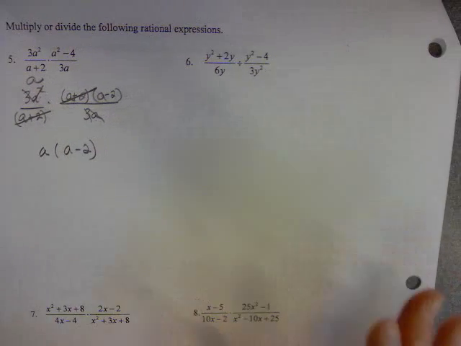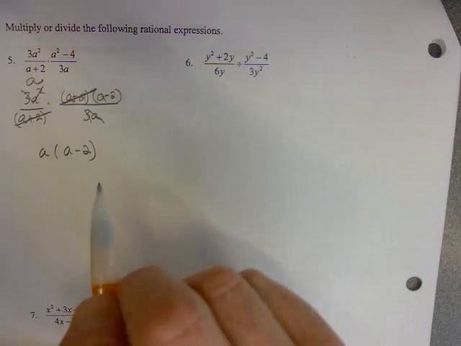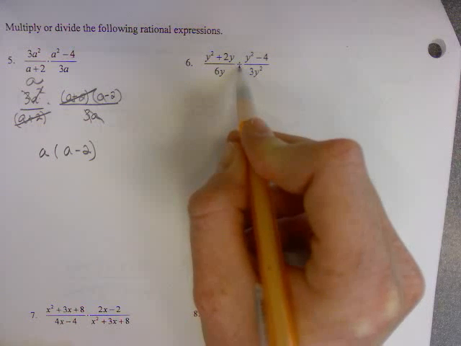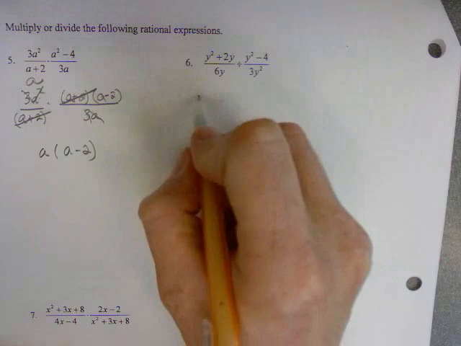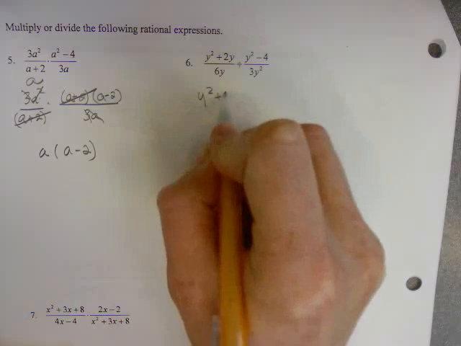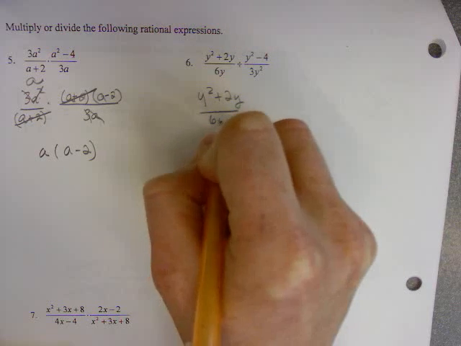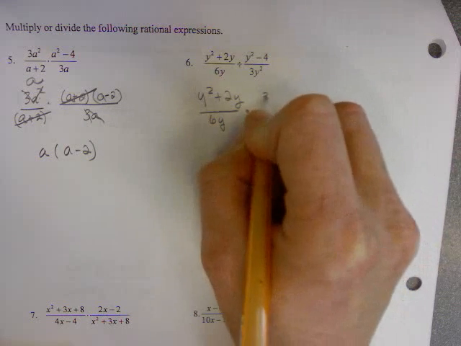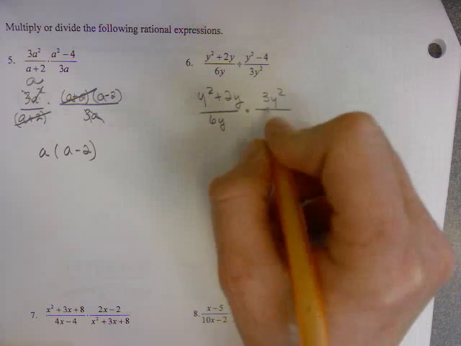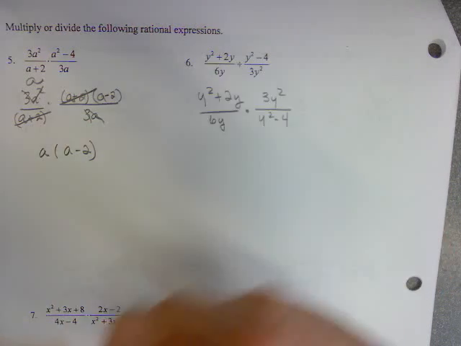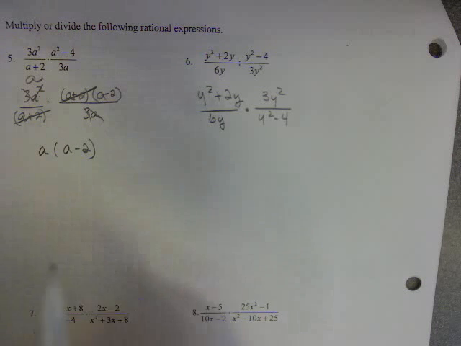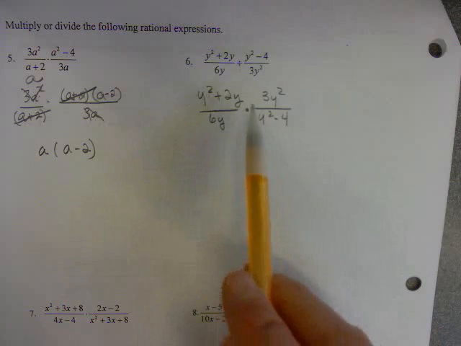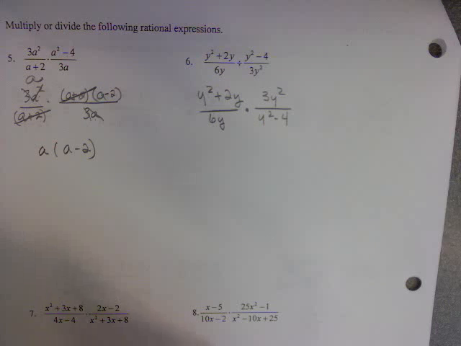In number 6, we have a division, and when you divide fractions, you have to flip the division sign to a multiplication sign and multiply by the reciprocal. So we're going to have y squared plus 2y over 6y times 3y squared over y squared minus 4. Now we follow the same rules that we did in number 5, so we must factor first. So we look for every expression that can be factored in the numerator and the denominator.